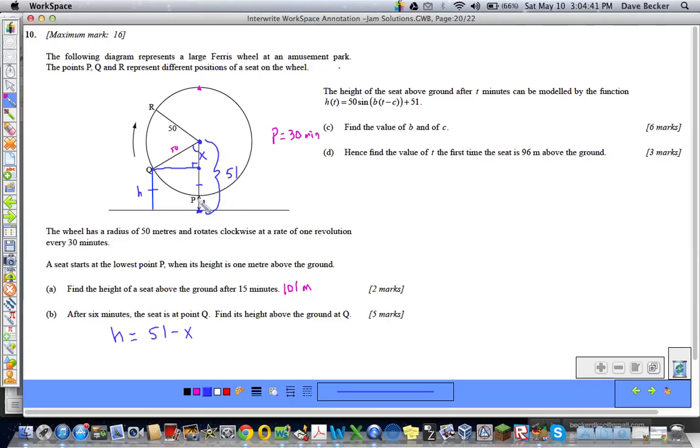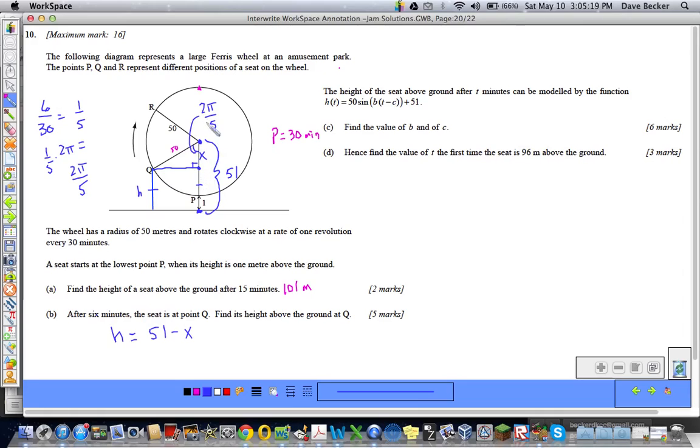Well, I know this angle because from here to here took 6 minutes. And if that took 6 minutes, that's 6 out of 30, which is 1/5 of a rotation. Well, a half rotation would be pi, and all the way around would be 2 pi. So this is 1/5 of 2 pi, which is 2 pi over 5. So I know this angle right here is 2 pi over 5.